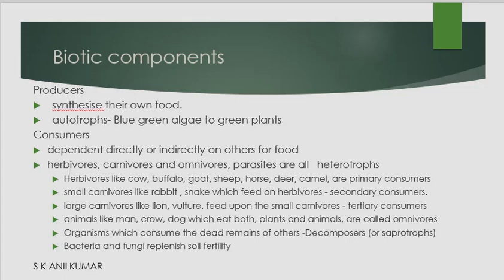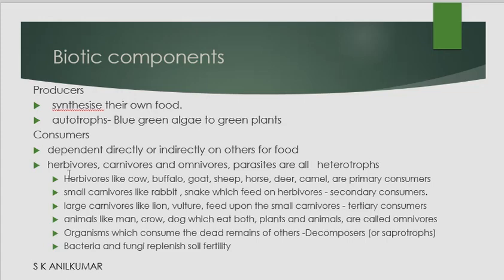Herbivores are cow, goat, buffalo, etc. Primary consumers. Small carnivores are rabbit, snake, which feed on herbivores. They are secondary consumers. So snake will feed on the rabbit, rabbit will feed on small worms or small insects, so they are secondary consumers. Large carnivores are lion and vulture. Lion will eat a goat, lion will eat a rabbit, they are the tertiary consumers. And then animals like man, crow, dog, which eat both plants and animals are called omnivores.